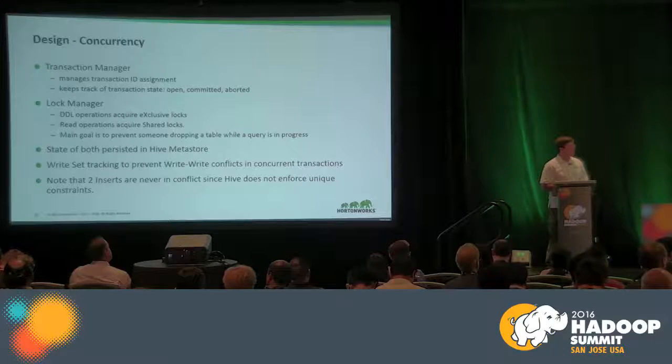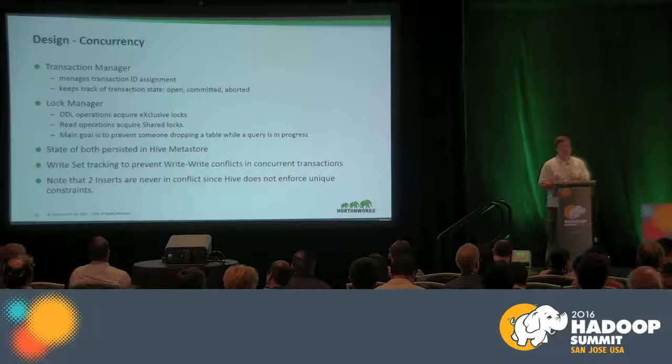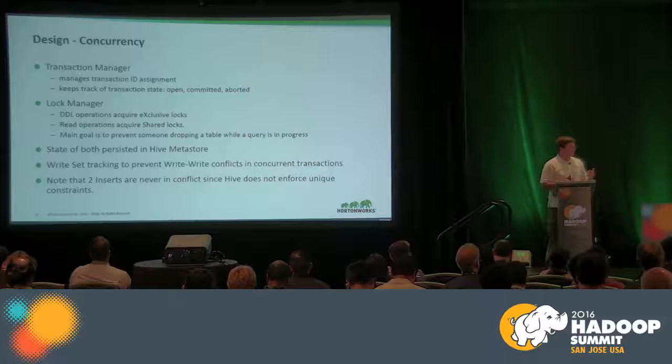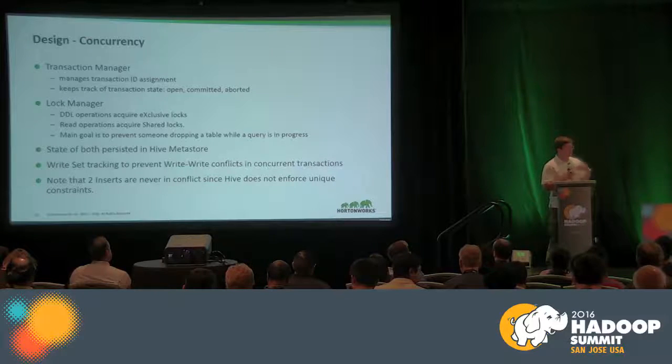It's usually called the first committer wins rule. One more thing to point out is that while two concurrent update operations can be in conflict, in Hive, two concurrent insert operations are never in conflict. The reason for that is that Hive doesn't have any way of enforcing unique constraints. Two rows that may look identical from the user point of view will each get assigned a unique primary key. So as far as Hive is concerned, these are separate rows.